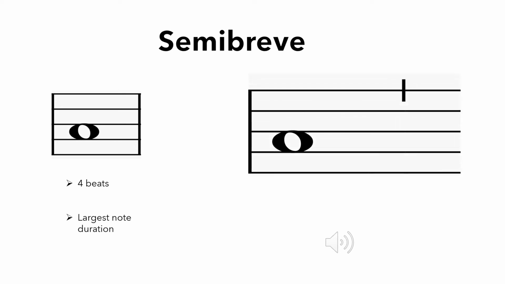Here is the semibreve on the largest staff with the numbers 1 to 4. This is so that we can count along with the little audio clip of the note being played. This is what the note duration sounds like.